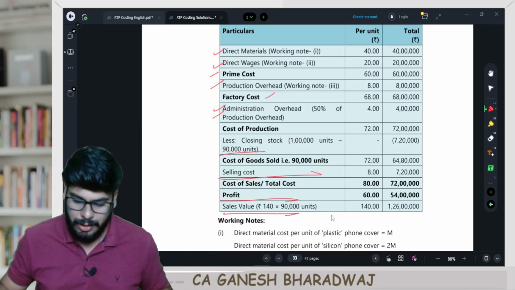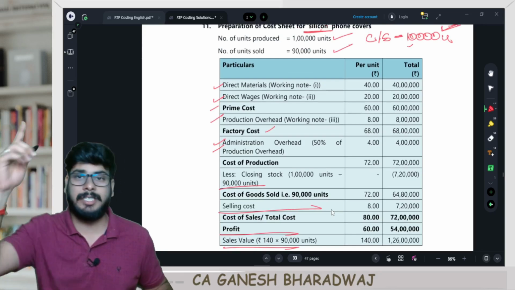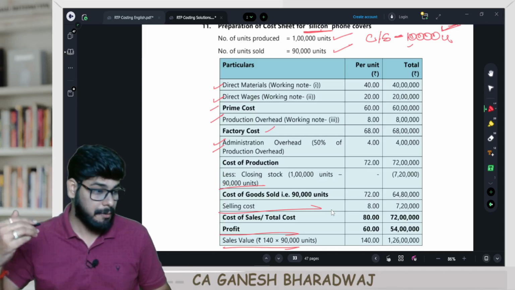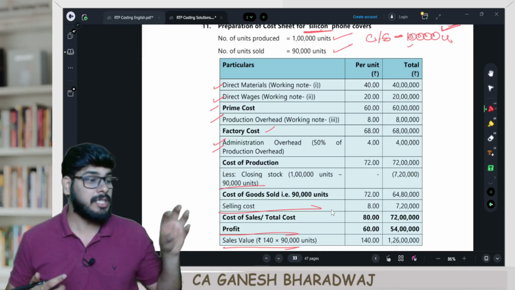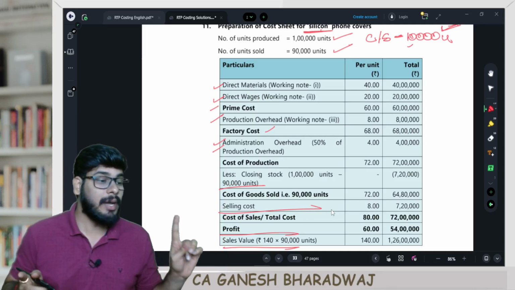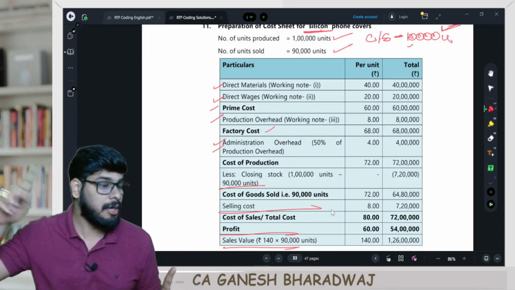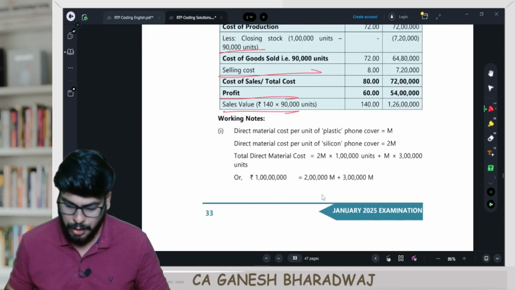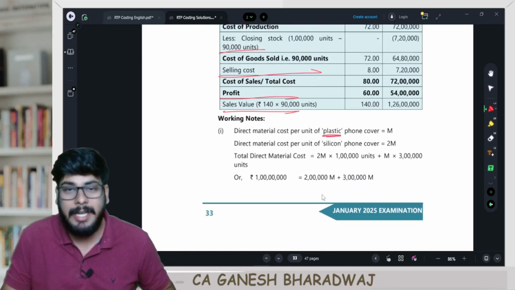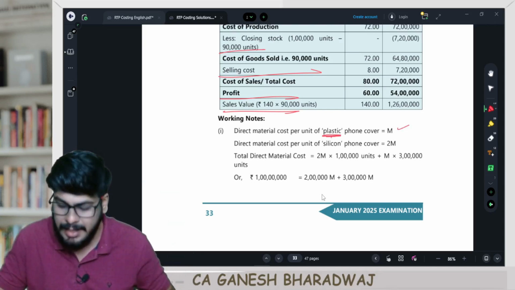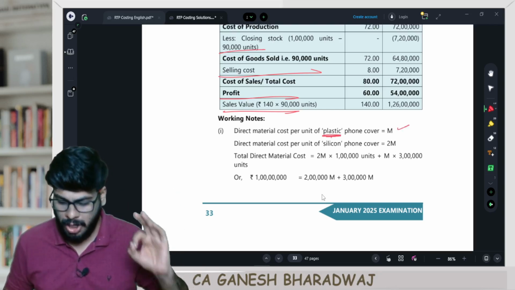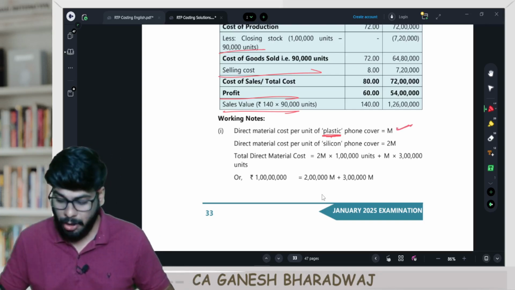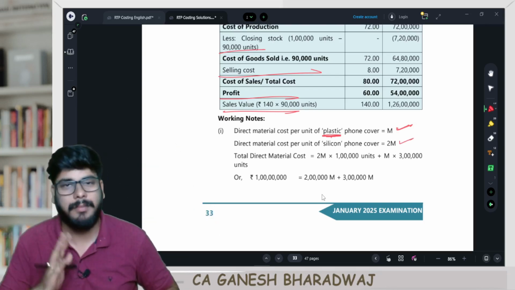Now, let's go on to the first line item, direct materials. Read the question. What have they given? Direct material cost in total is 1 crore rupees. But what else have they given? The direct material cost per unit of silicon phone cover is twice as much as the per unit material cost of plastic phone cover. So let us say the material cost per unit of plastic phone cover is M. Then the per unit direct material cost of silicon cover will be twice M, that is 2M, correct?